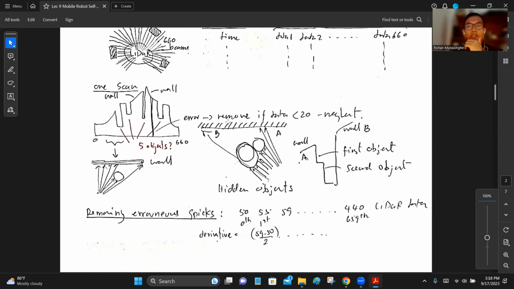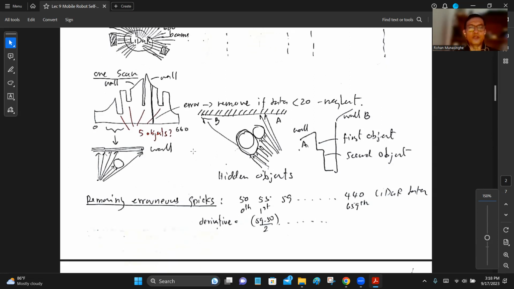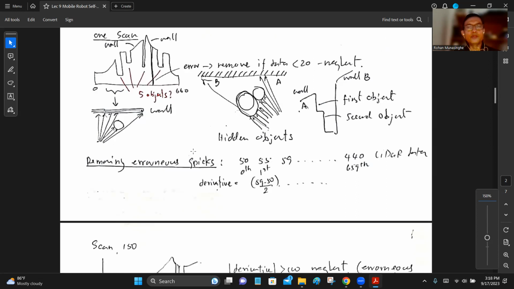So if you get very short readings, very close to the robot, and of course you know it was not detected earlier, and suddenly there's an obstacle here, very short distance, few centimeters away from the robot. Most likely it's an error signal, right? Don't worry about it.